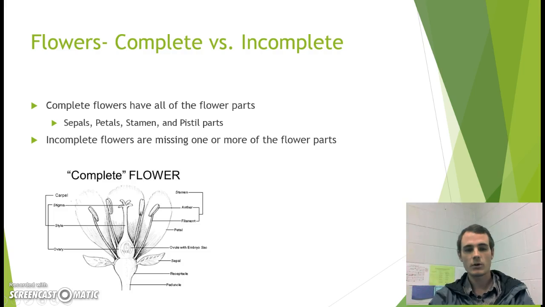An incomplete flower is going to be missing one or more of those flower parts. So if a flower only has a stamen and a pistil, but it doesn't have petals or sepals, then it's just going to be an incomplete flower. If it's missing sepals, but it has petals, stamen, and pistil parts, then it's still going to be incomplete. It must contain all 4 to be a complete flower.